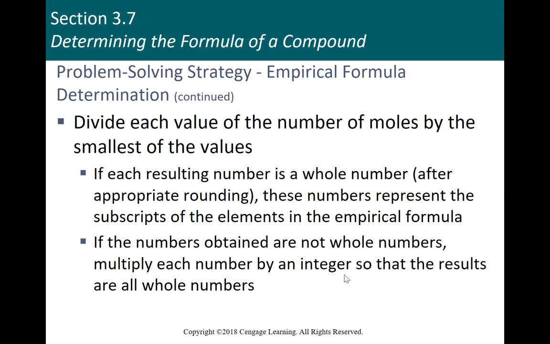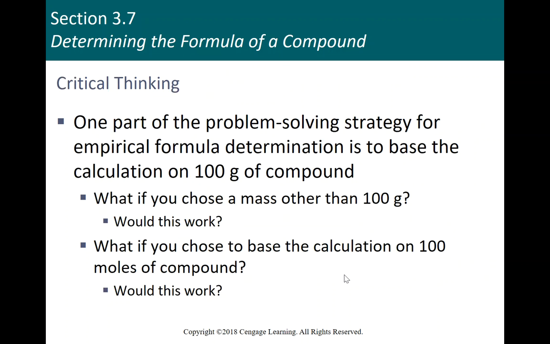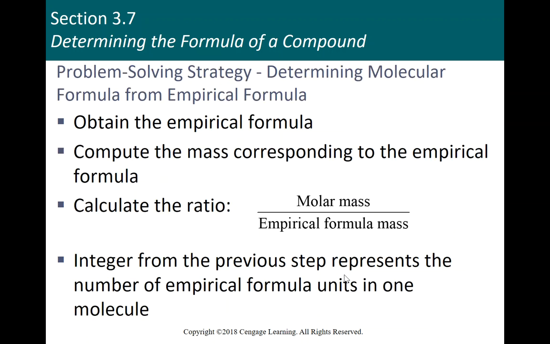In chemistry, anytime we have a unit that's not moles, it works best if we convert it to moles, because that's the universal language of chemistry. And so we'll use the molar mass, or the atomic weight of each element, to determine how many moles of each element is represented by that mass that we obtain from our 100-gram sample. I mentioned this earlier. What would happen if we chose another mass? It would still work.